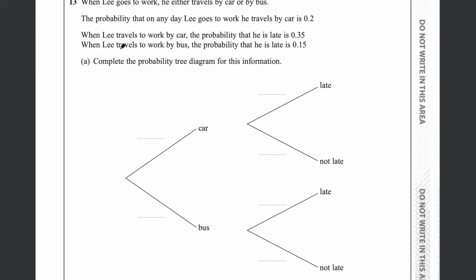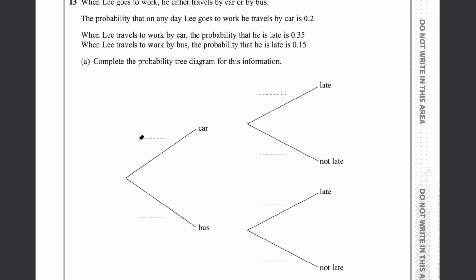Question 13 says, when Lee goes to work, he either travels by car or by bus. The probability that on any day Lee goes to work, he travels by car is 0.2. When Lee travels to work by car, the probability that he's late is 0.35. When Lee travels to work by bus, the probability that he's late is 0.15. Complete the probability tree diagram for this information.